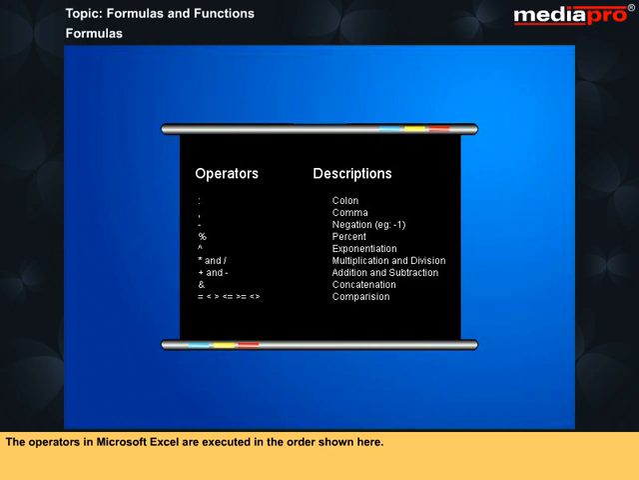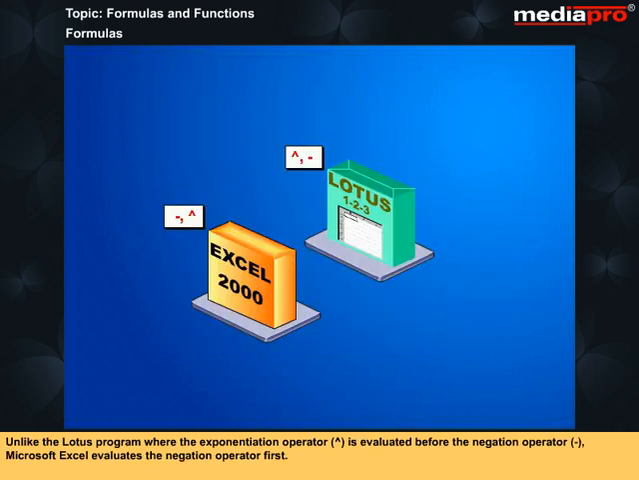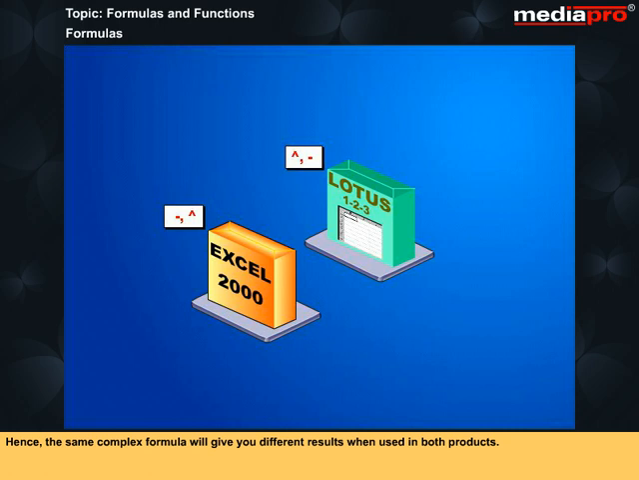There is a specific order of the operators in Excel 2000 that needs to be followed for their execution. Unlike the Lotus program, where the exponentiation operator is evaluated before the negation operator, Microsoft Excel evaluates the negation operator first. Hence, the same complex formula will give you different results when used in both products.